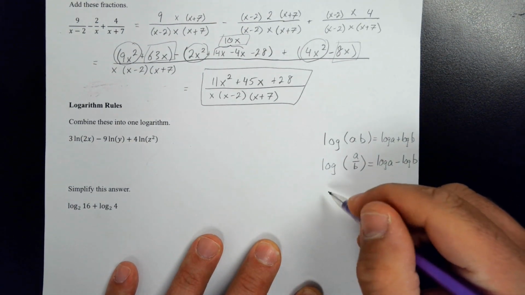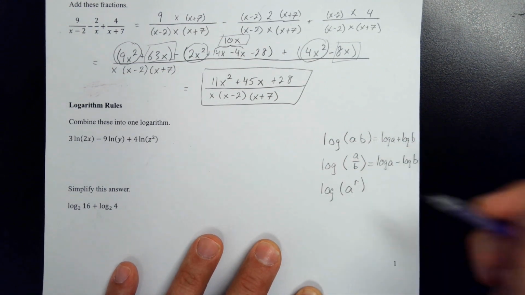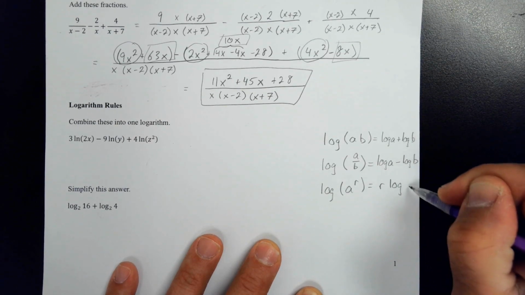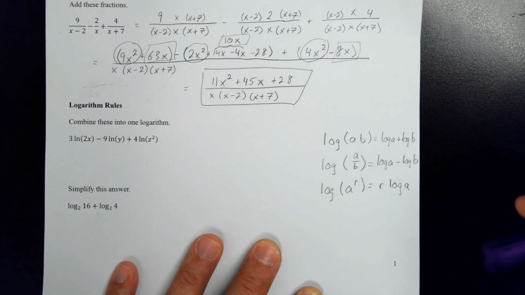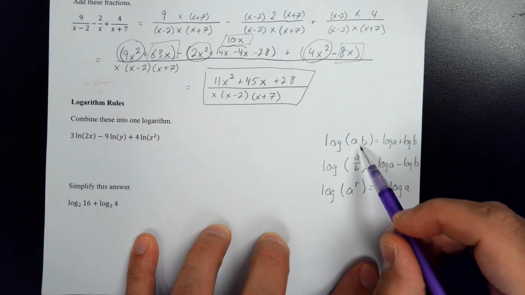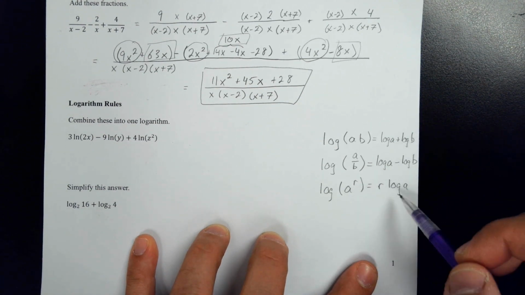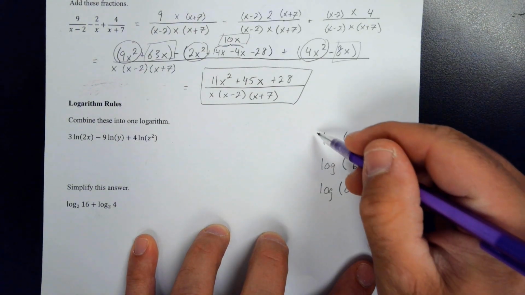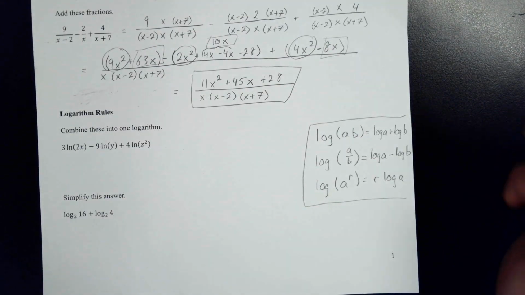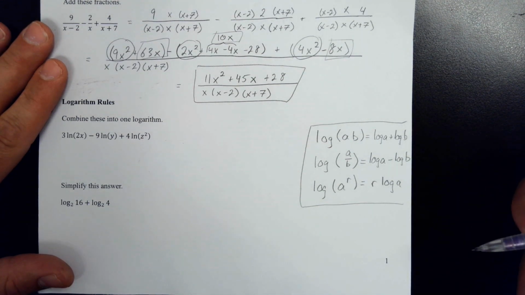And then a third rule is that if I have log of something to a power, like a to the r, that's the same as r times log of a. These little rules are pretty nice because they can help turn products into sums, division into subtraction, and exponents into multiplication. And we do exploit this fact sometimes in calculus, when things are easy to do when they're adding, subtracting, or multiplying.